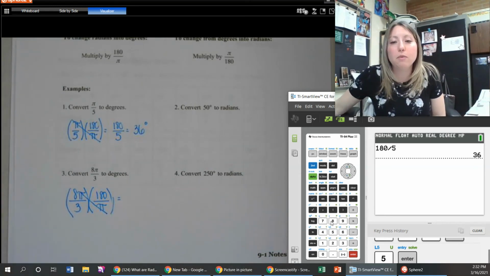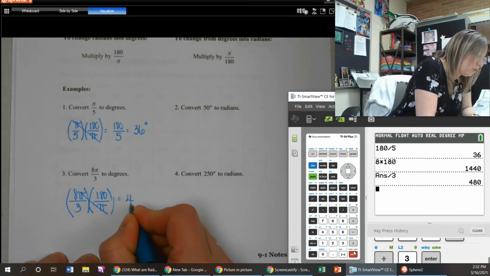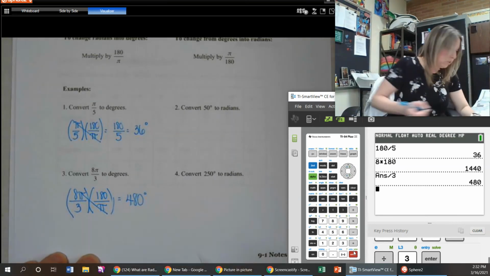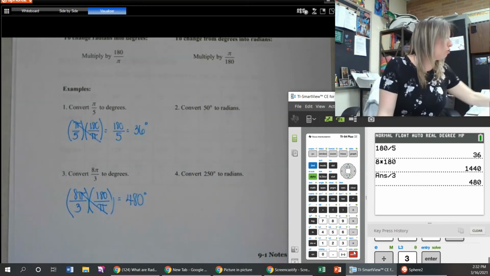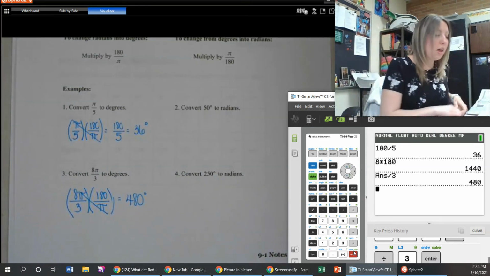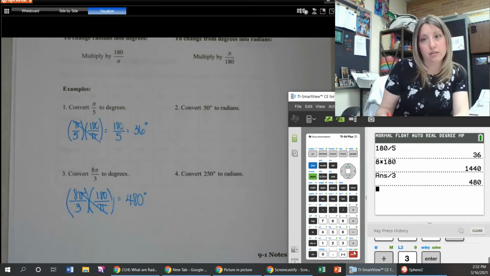So 8 times 180 goes into your graphing calculator, and you get this. And then go ahead and divide that guy by 3. You get 480 degrees. So this is greater than one circle. Okay. Now the opposite is true if you're starting with degrees and want to convert that into radians.